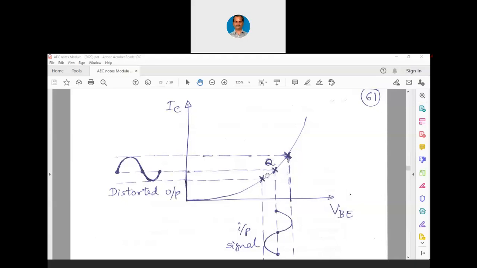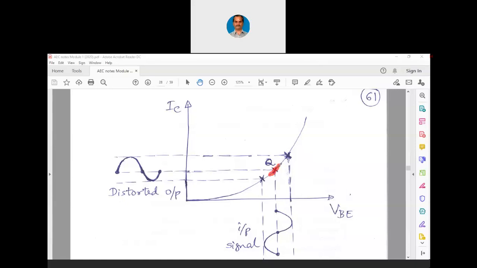The signal must be much smaller. The signal should not be in volts at all. It should be either in microvolts or in millivolts. So when the signal is small enough, even the distortion can be small enough because it is a smooth curve at that time. We can approximate the line across Q with a small straight line. Let me draw a small straight line adjacent to this Q, this way.